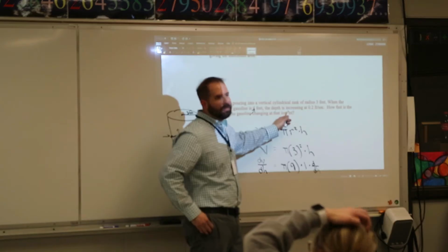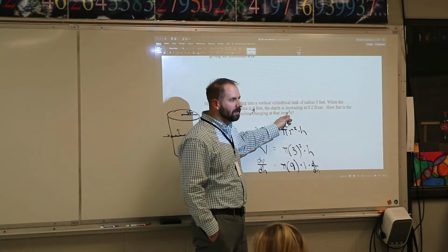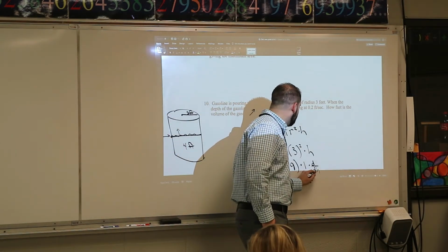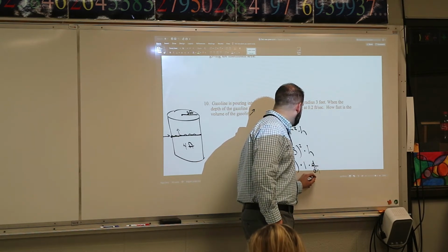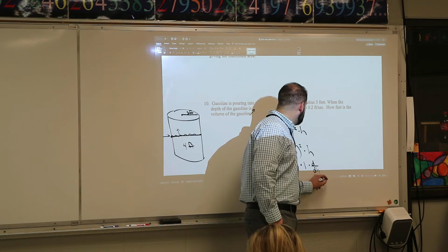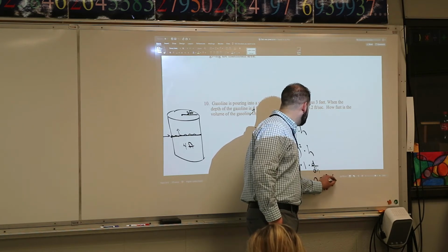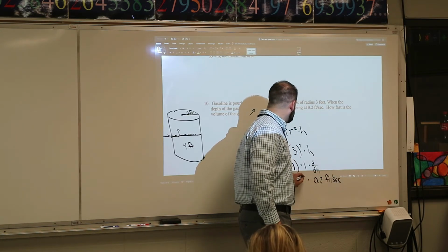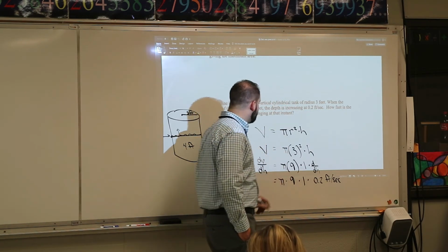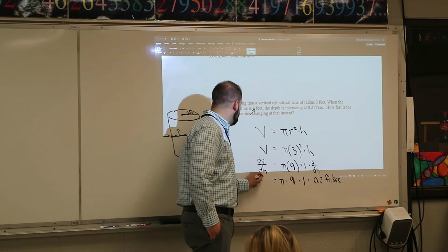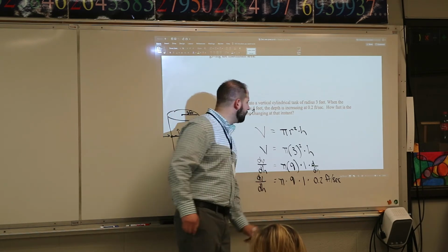Now, how is the depth increasing? By 0.2 feet per second. So the height is changing by 0.2 feet per second. So dV/dt is 0.2 times pi times 9. This is the actual rate of change at the moment where your height is 4.